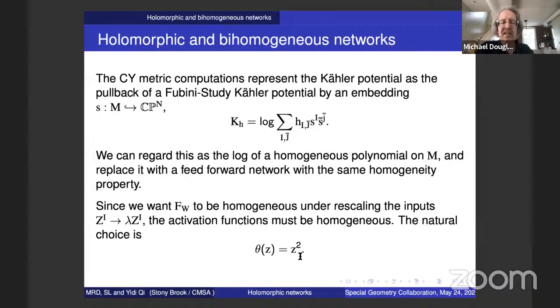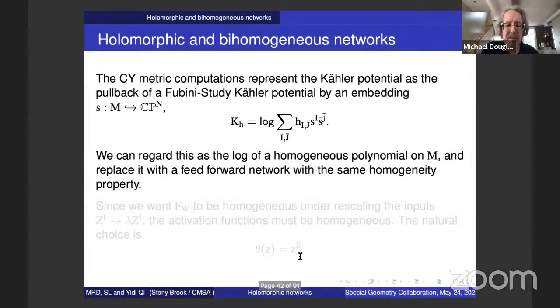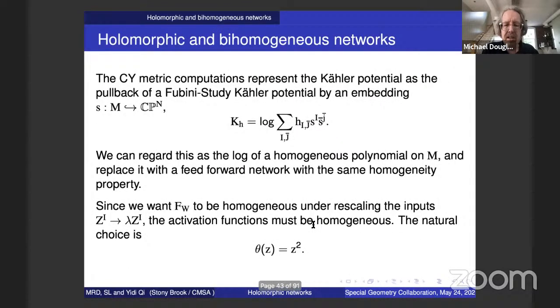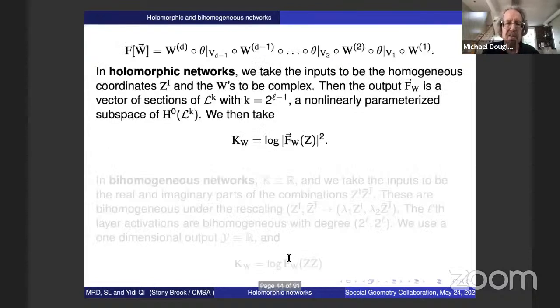So let's take theta of z to be z squared. That is a holomorphic function, and W is holomorphic too, so this whole transformation is holomorphic. As I mentioned, we apply this z goes to z squared component-wise, but that did not add any additional choices into the problem. That's what we call a holomorphic network: this composition of linear maps with the nonlinear function z goes to z squared applied component-wise.